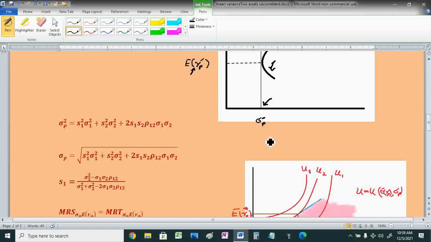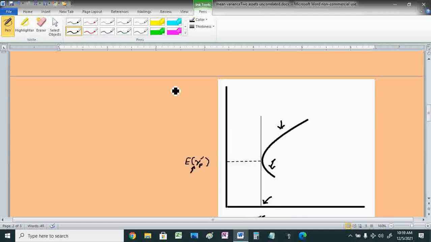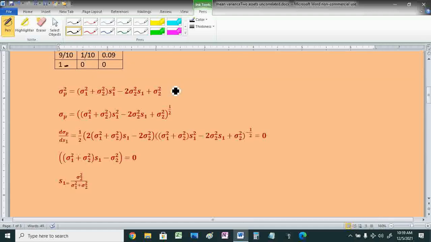In order to do that, I have written this equation again here.